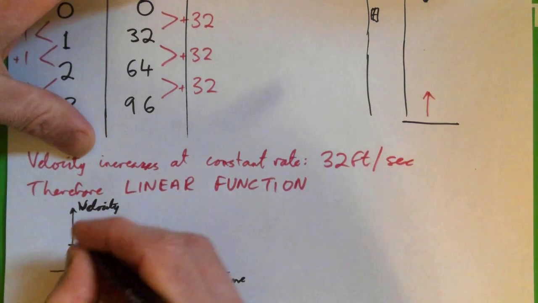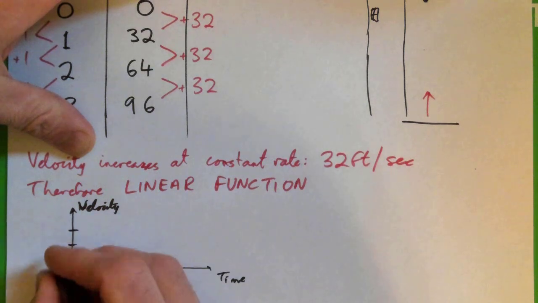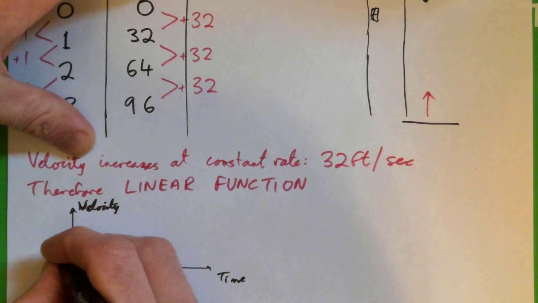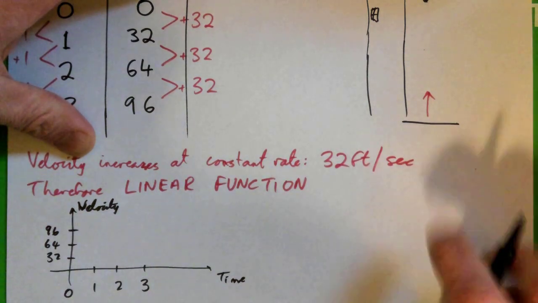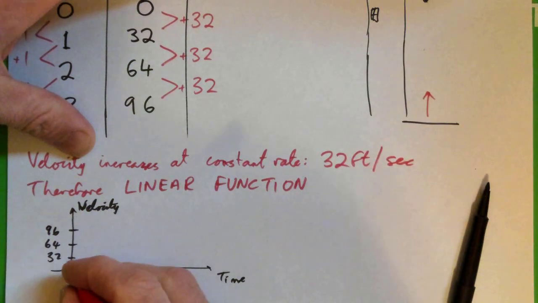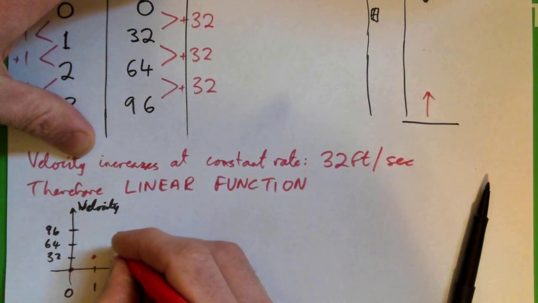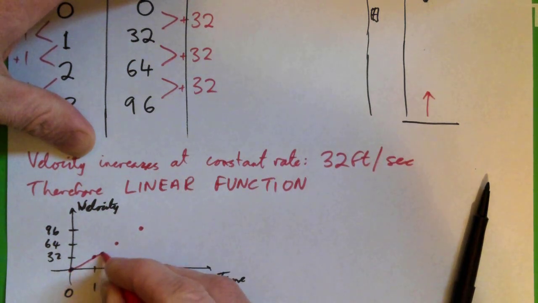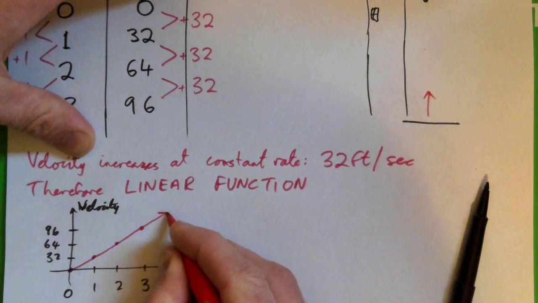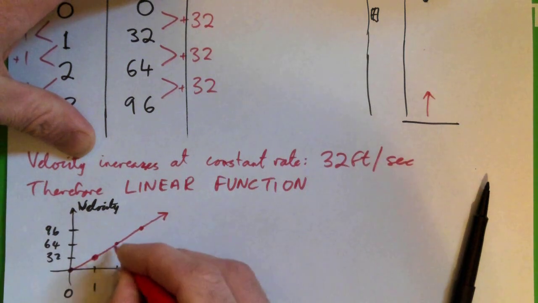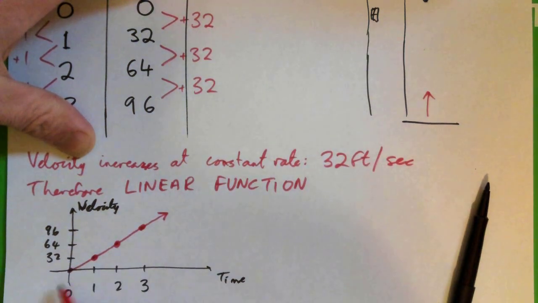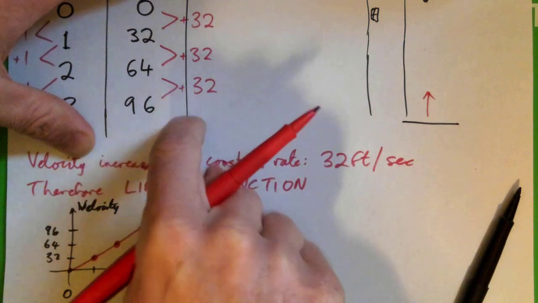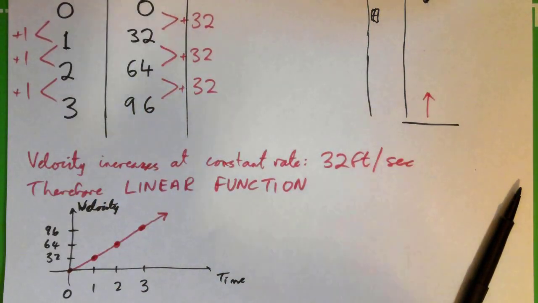32, 64, 96. This is scaled. Okay, and what would our points look like? 0, 0; 1, 32; 2, 64; 3, 96. You would find that that's a straight line graph, a linear function. See that? So yes, it is a linear function, a straight line graph that increases at a constant rate. Okay, so that's the answer to that question.